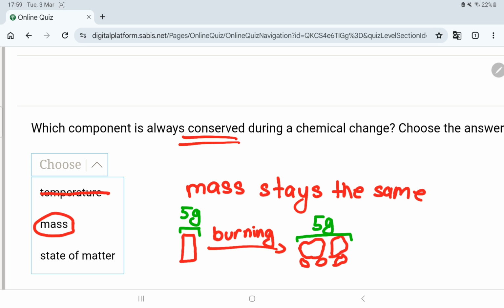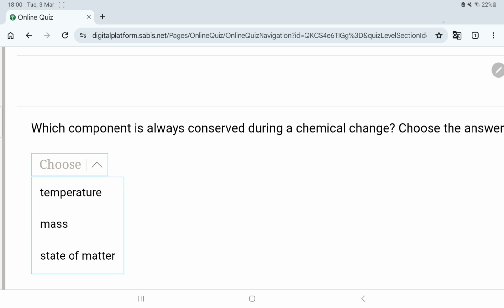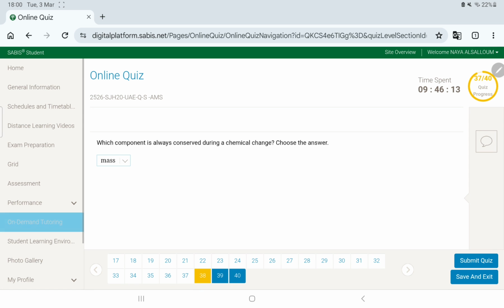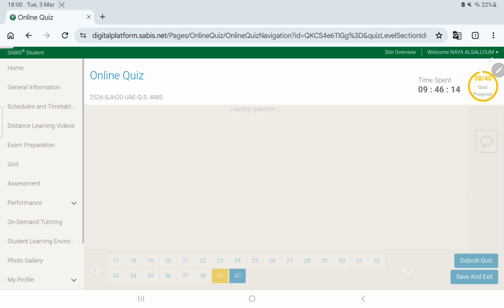The mass. Also guys, the state of matter doesn't make sense. State of matter is anyways a physical change, not chemical. So what always stays the same? What is always conserved during any change? The mass. The mass is conserved.